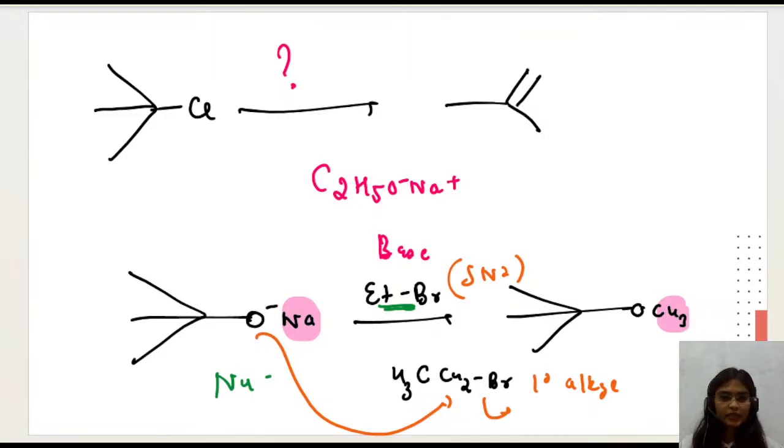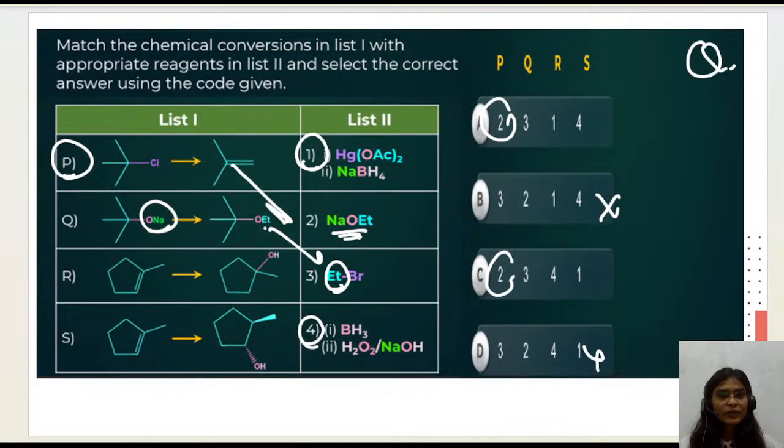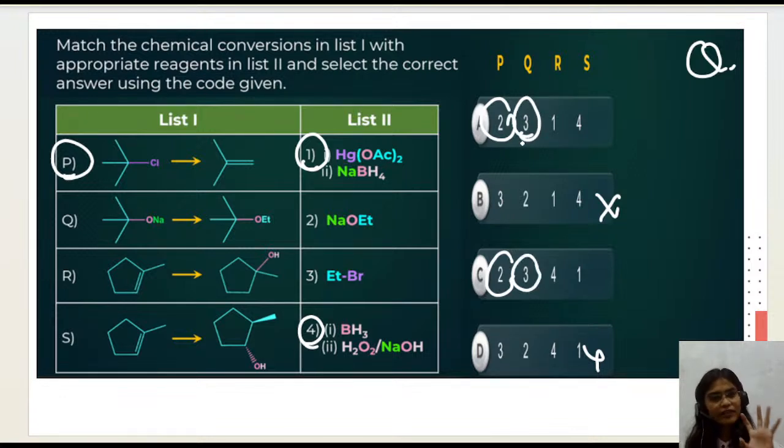So let's go back again. It's an SN2 mechanism. Let me erase this now. Q can go with 3 or 3. So we are still not able to identify whether option A or option C is correct here. Now let's start with their mechanisms.